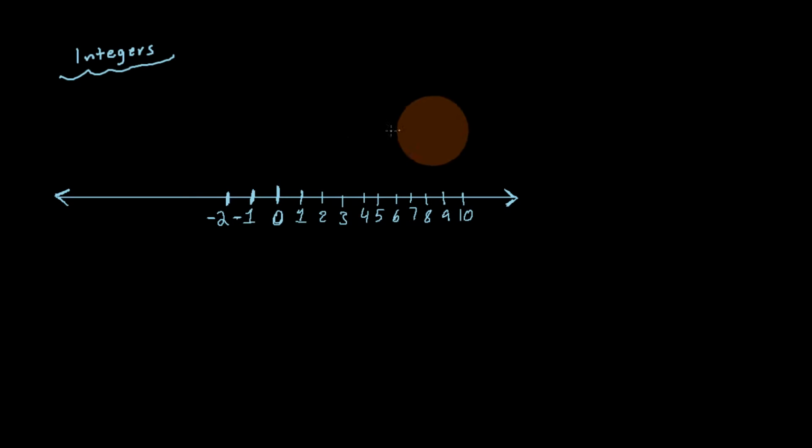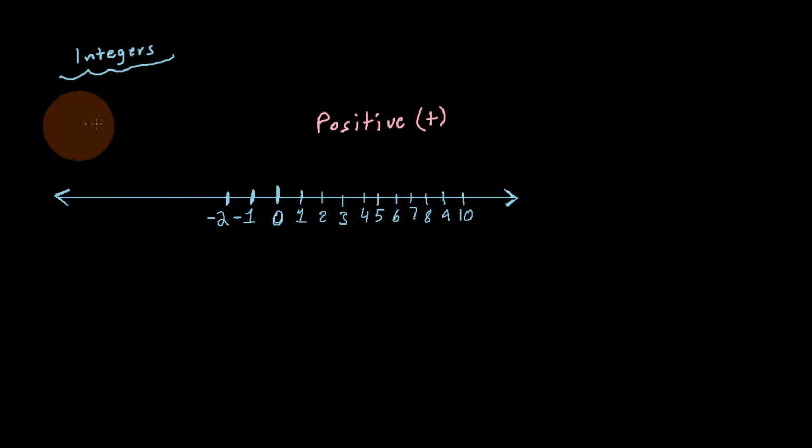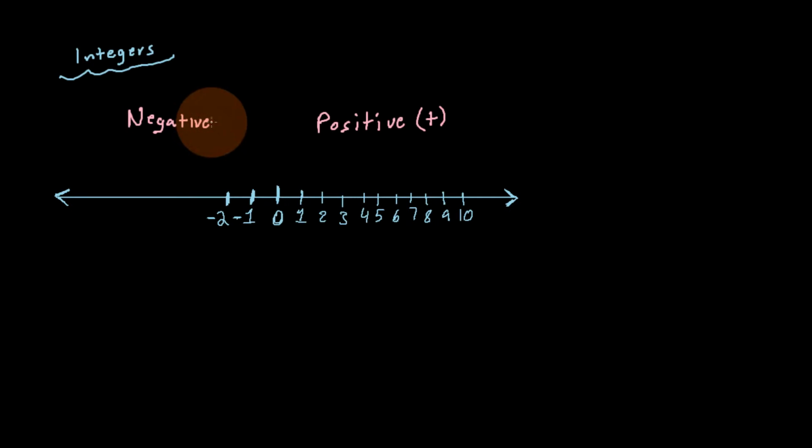So to the right of 0, all of our numbers will be positive, while to the left of 0, all our numbers will be negative. So let's go ahead and write that down. Positive. And the symbol we use for positive numbers looks like a plus sign. And now over here, to the left of 0, we have negative numbers. And the symbol that we use for negative numbers looks like a minus sign.